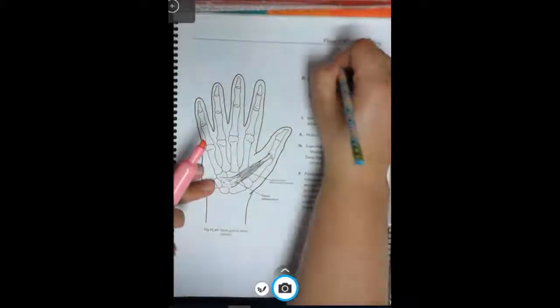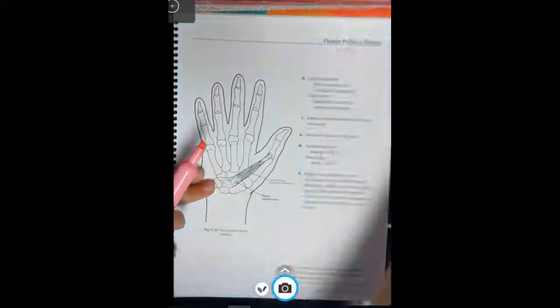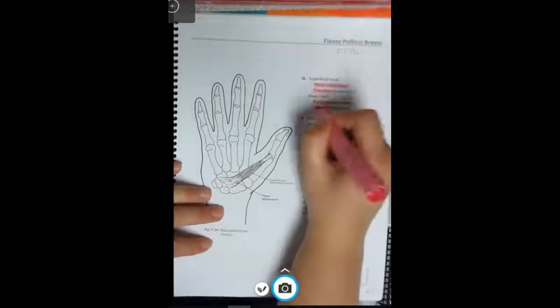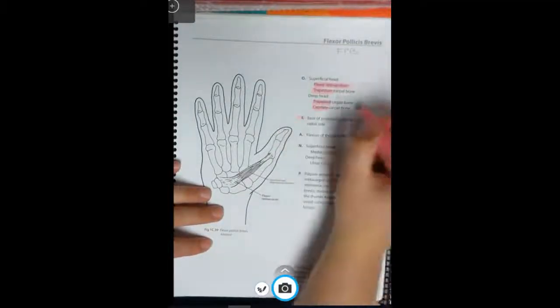Okay. Flexor pollicis brevis. Flexor retinaculum, trapezium, trapezoid, capitate, inserting onto the phalanx.